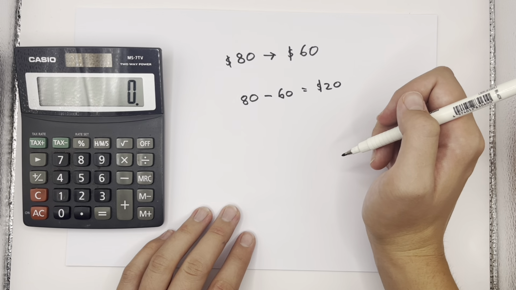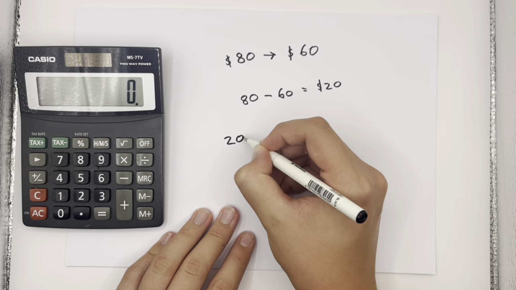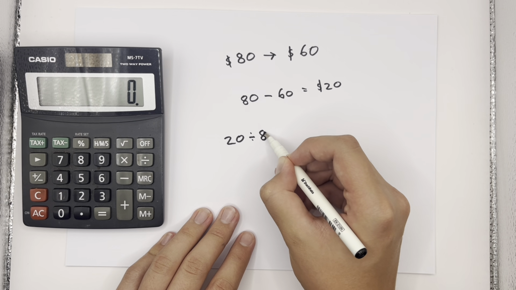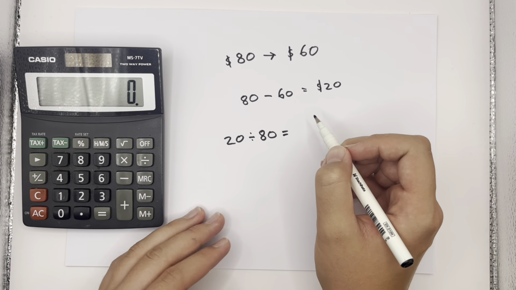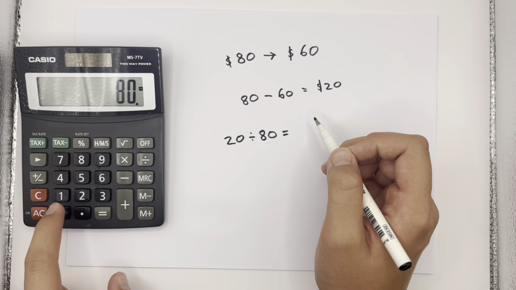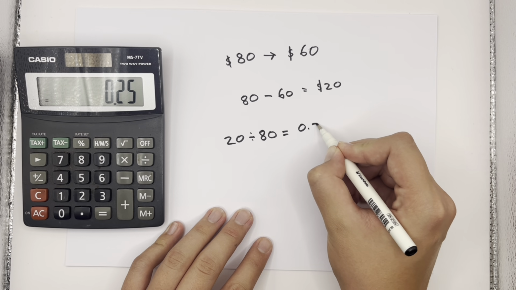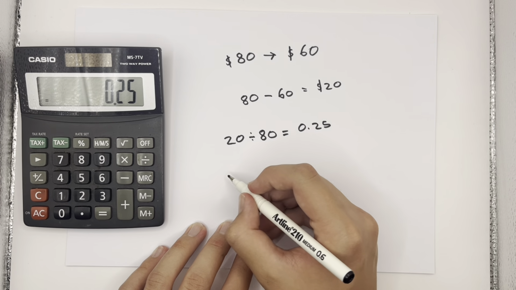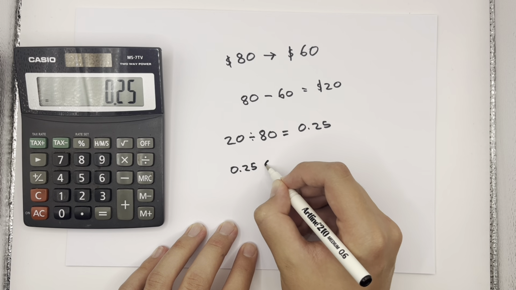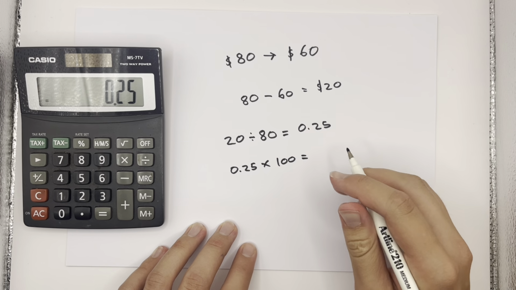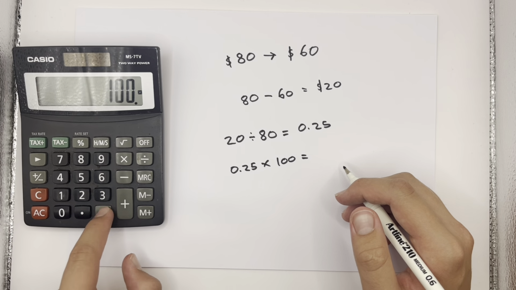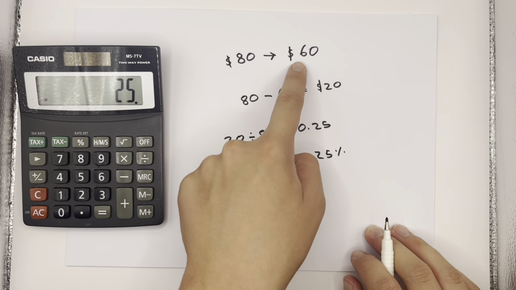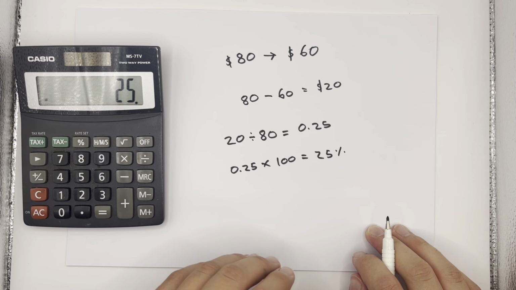Now what do we do? Well, we take our 20 and then we divide it by our initial, 80, to give us 0.25. What do we do here? Well, like before, we times it by 100, so we do 0.25 times 100 to give us 25%. That means that the difference between these two numbers is 25%.